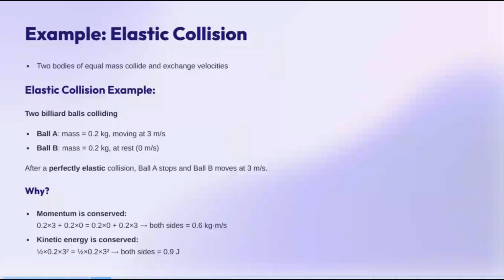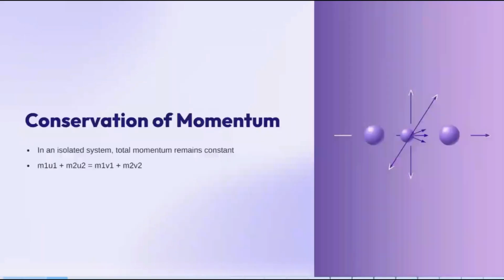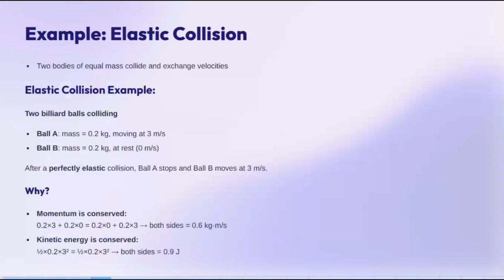So using the law of conservation of momentum, let me go back to the first place where we saw it. M1 U1 plus M2 U2, that is the mass times the initial velocity, plus the mass of the second one times its initial velocity, is equal to M1 V1 plus M2 V2, the masses times the final velocities. So that's what we are doing. Here we have the mass of A times its velocity, that is 3, plus the mass of B times its velocity, that is 0.